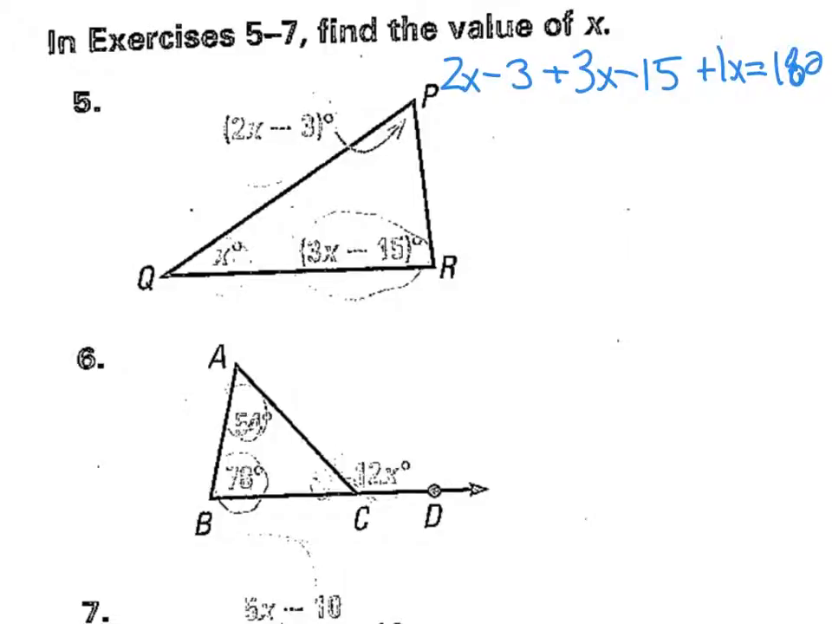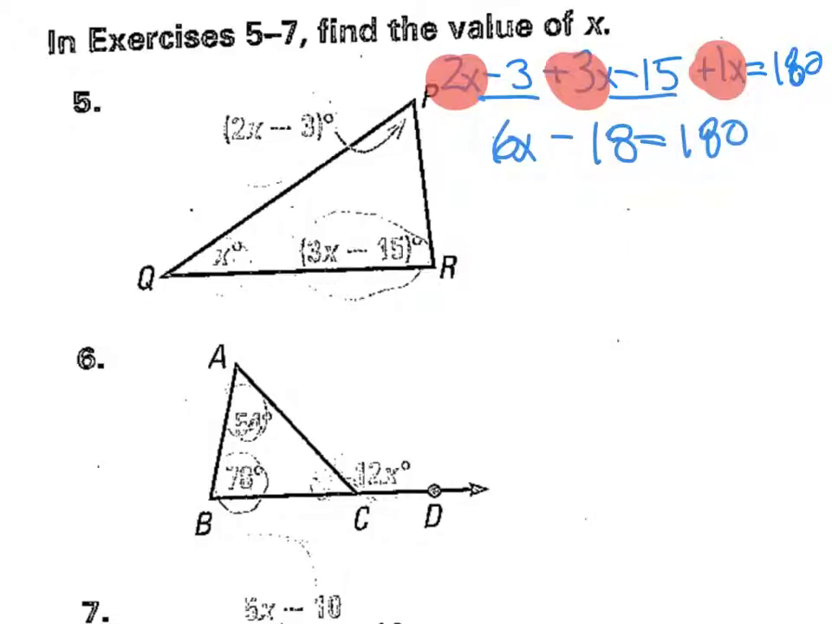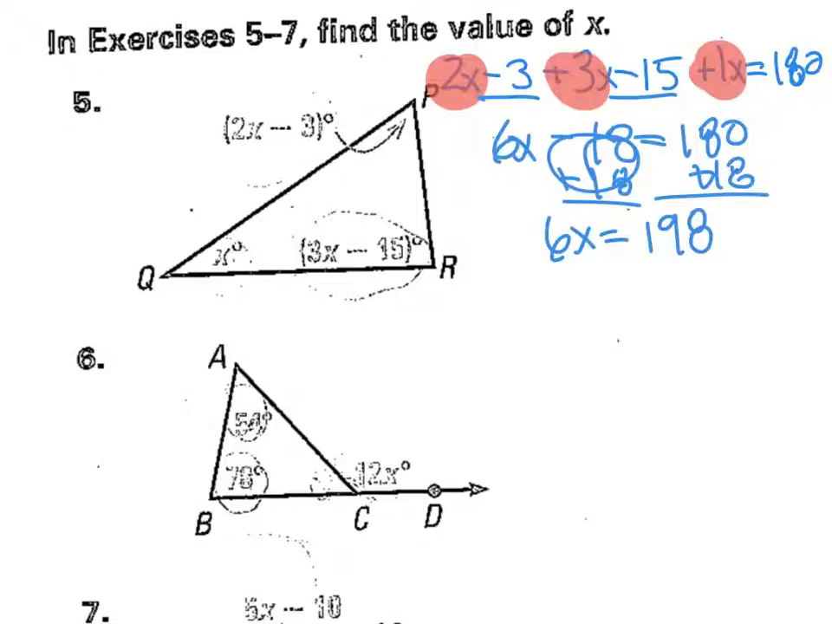Combine your like terms now. We've got 2x here, 3x, and a 1x. So that tells me I want to combine those. 2x and 3x makes 5. One more makes 6x. Then I combine my whole numbers. It's going to give me a negative 18. And that equals 180. Add your 18 over. So 6x equals 198. And divide that by 6, and x will equal 33. Found the value of x.